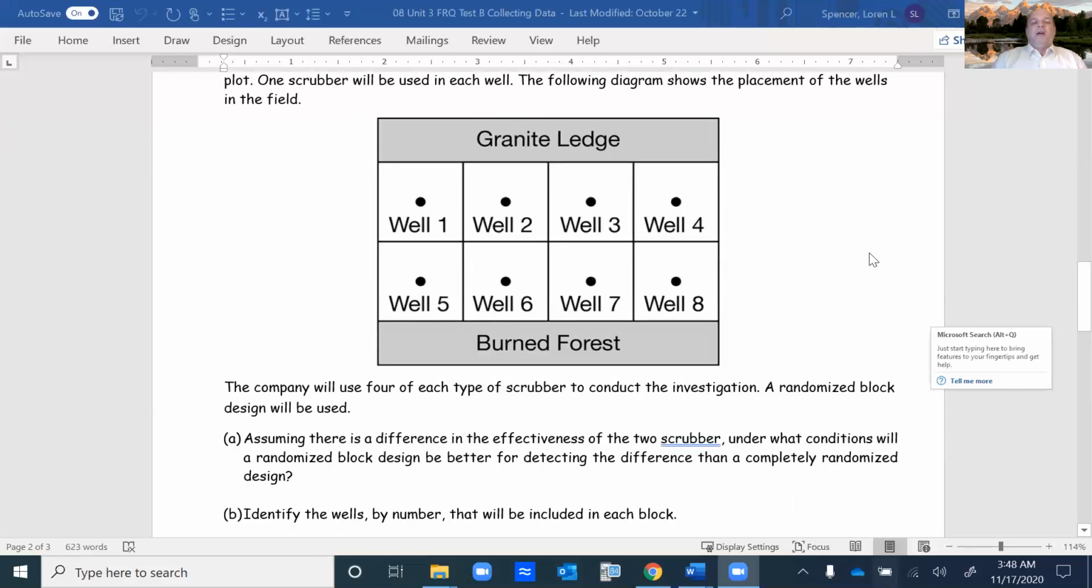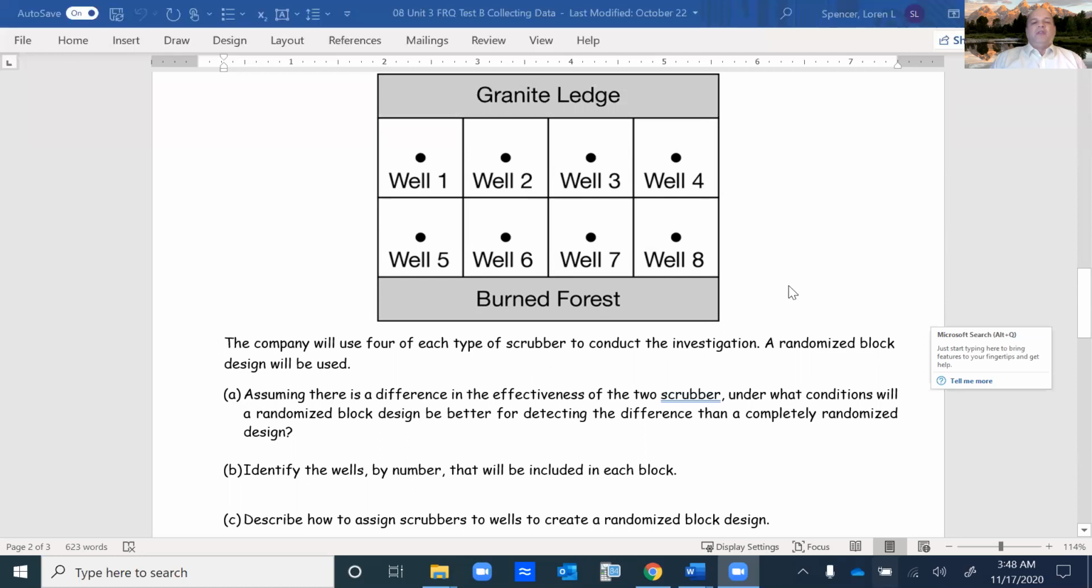Okay, so how should I block? Well, in this case, we have two. When you block, they need to be blocked on a single characteristic. So I need to make sure that everyone in the group has the same characteristics. So I would block such that 1, 2, 3, and 4 are in the same block, and 5, 6, 7, and 8 will be in the same block. The reason I chose those blocks is 1, 2, 3, and 4 are next to the granite ledge and I believe that they have different cyanide levels than 5, 6, 7, and 8, which are up against the burned forest.